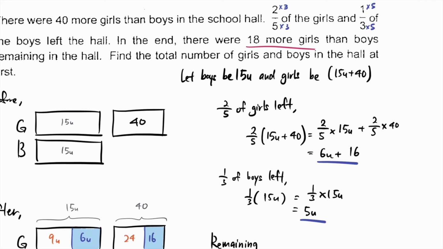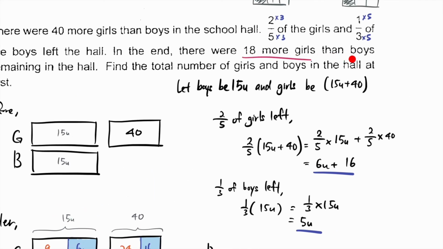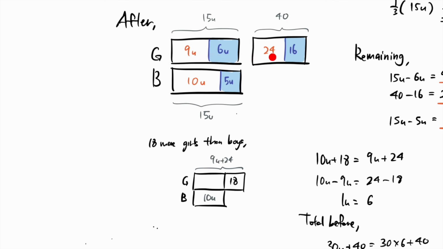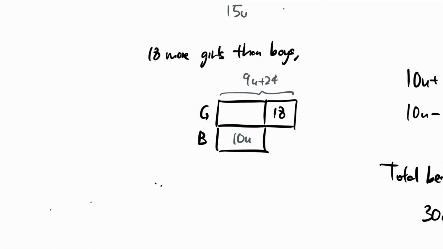We are now told that there were 18 more girls than boys remaining. 18 more girls than boys remaining, okay? What can I visualize that as? You see this 9u plus 24 that's remaining? That's 18 more than the boys remaining, and the boys remaining is 10u. So what can we see here? I can form an equation by saying if you add 18 to that 10u, it would be exactly the same as 9u plus 24. You see what's happening? If I add 18 to 10 units, it will be exactly the same as 9u plus 24.